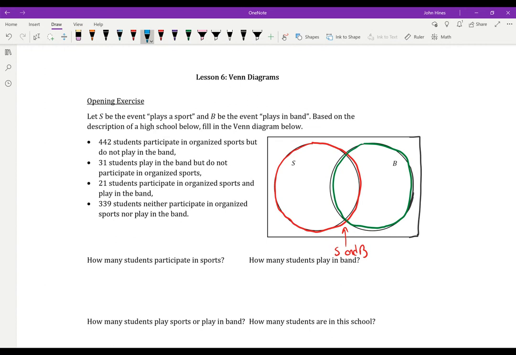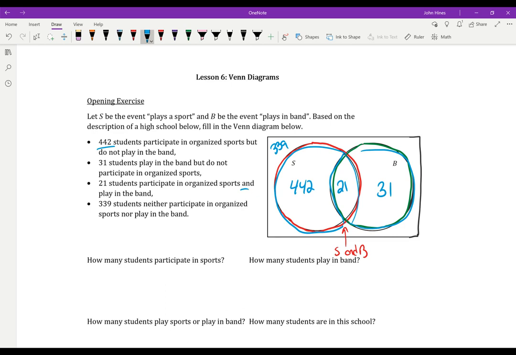So let's see what they told us here. 442 people play in sports but do not play in band. So 442 goes here. It's this crescent, I guess this would be a gibbous moon here. 442 people play sports but do not do band. 31 people do band but don't do sports. So that's just this gibbous moon over here. 21 people do sports and band. So the 21 goes in the center there. And 339 neither participate in sports nor play in band. So that 339 is the outsiders. They make up the rest of the universe.